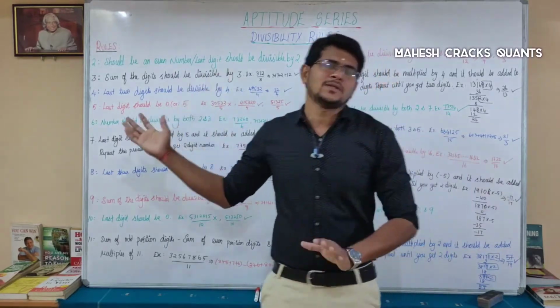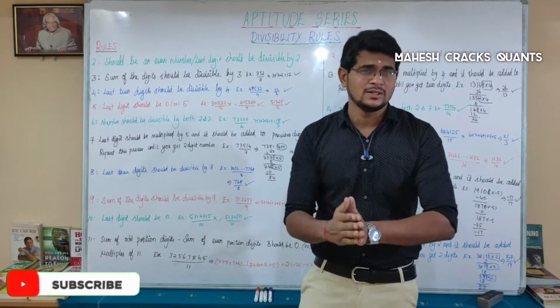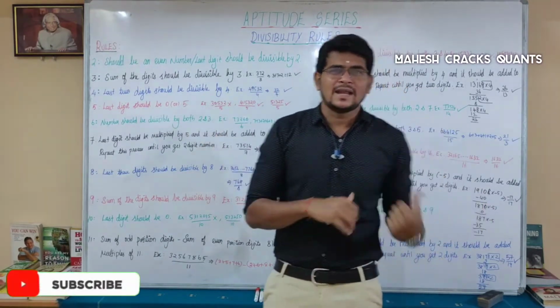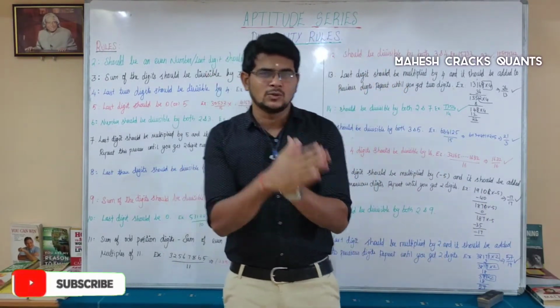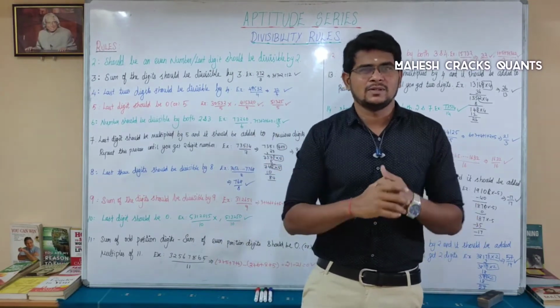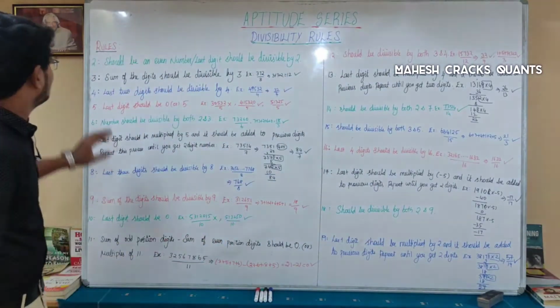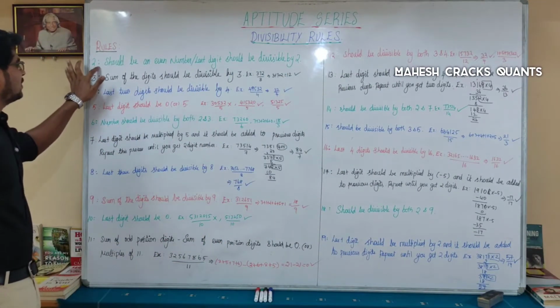Okay. So, divisibility rules. You know that every number is divisible by 1. So from 2 to 19 totally, 18 numbers, we are going to see the rules for those 18 numbers. Okay. Let's get started.